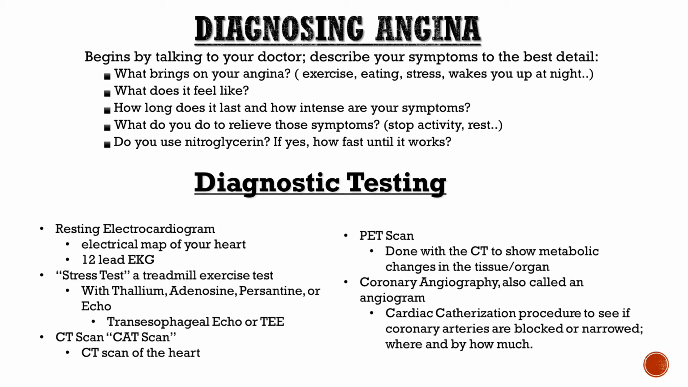Other tests that can be administered are CT scans, PET scans, and all those things show metabolic changes in the tissues and the blood flow. Lots of those things can be administered. In addition to that, you can have a heart catheterization to see whether the coronary arteries are blocked or narrowed, the process of atherosclerosis, where and how much, and then it can be determined as to what procedure needs to be administered to correct the problem.